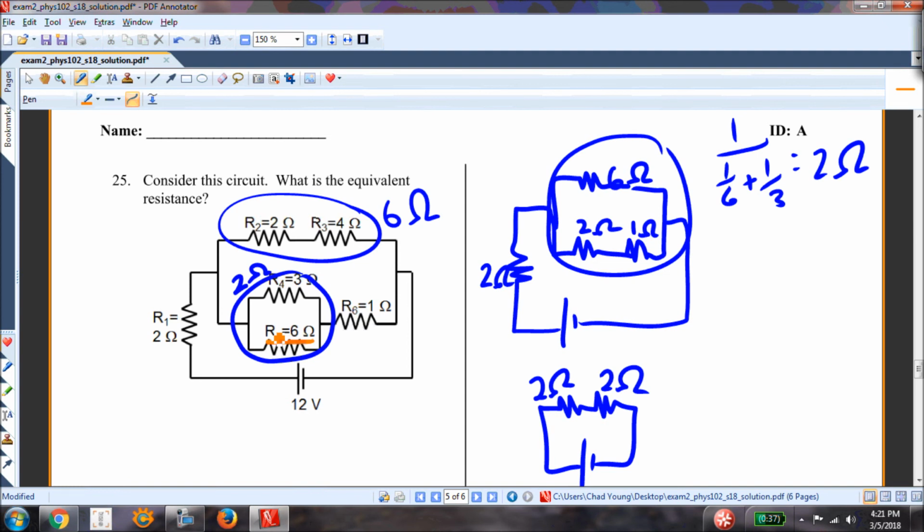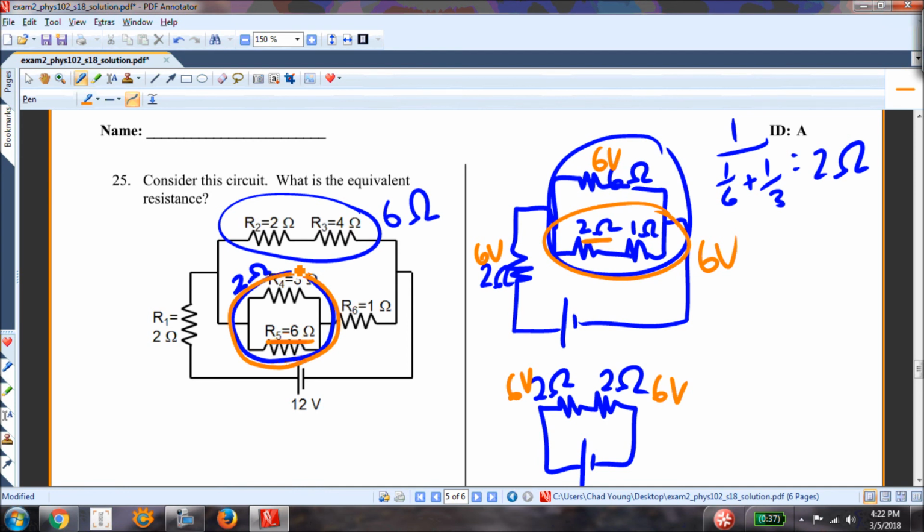Well, I'm going to have 6 volts here and 6 volts here. That means 6 volts here, 6 volts here. And then across these two resistors, I also have 6 volts. Whatever the voltage is across this resistor, that's going to be my answer, because it's the equivalent for these two in parallel. So I need to figure out the voltage across that 2 ohm resistor.